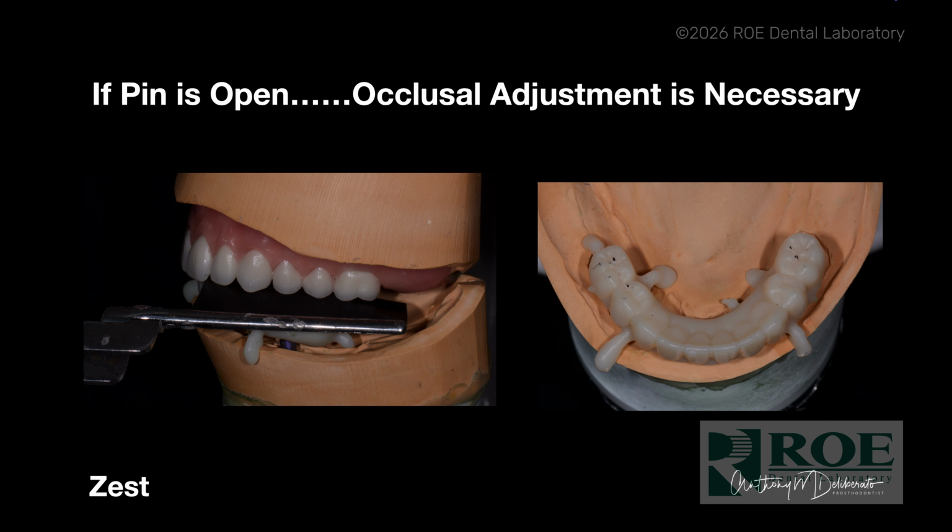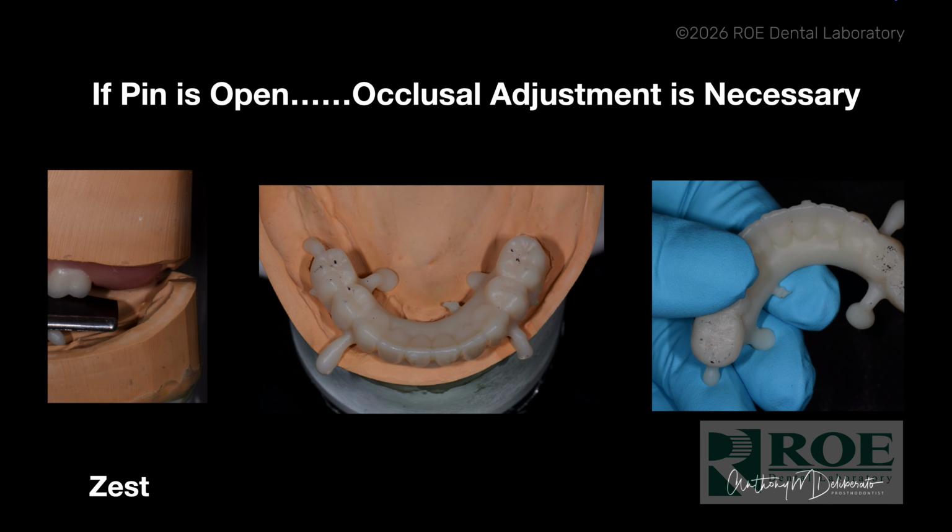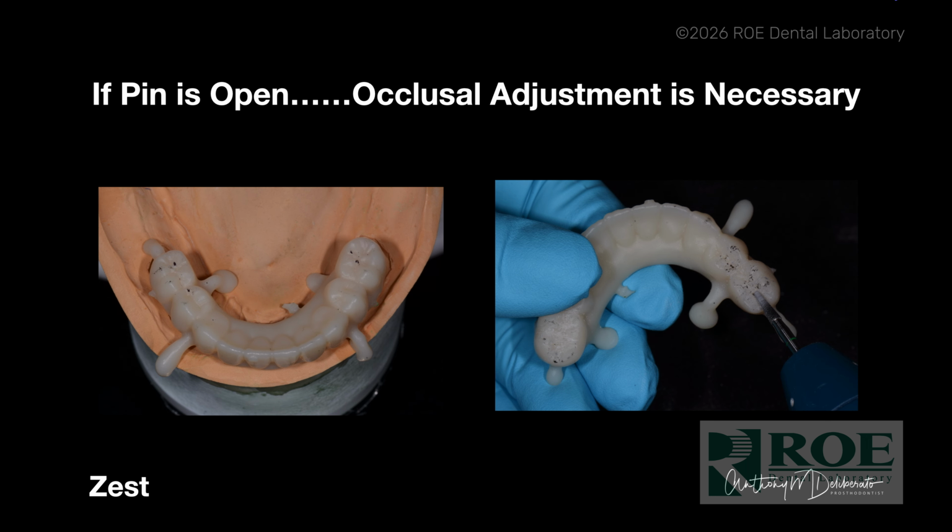So I'm going to mark the occlusion with my articulating paper, and you can see the little black dots where it's hitting, more on the posterior teeth. We're going to take a burr and enhance the occlusion, get rid of those little black spots, but not blow away our anatomy or our cusp tips. We're just trying to enhance the anatomy as we make those adjustments.